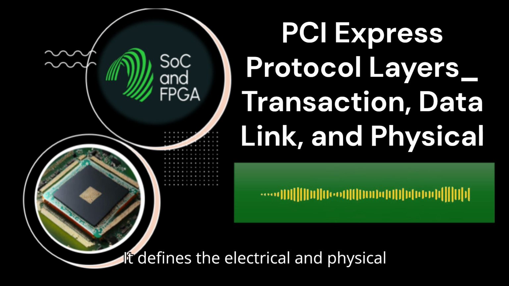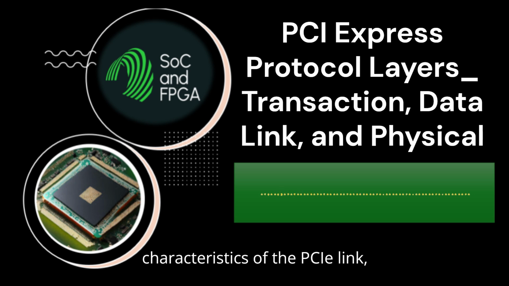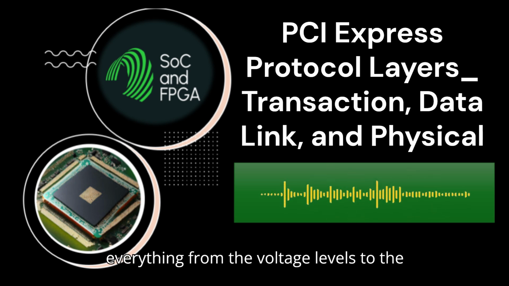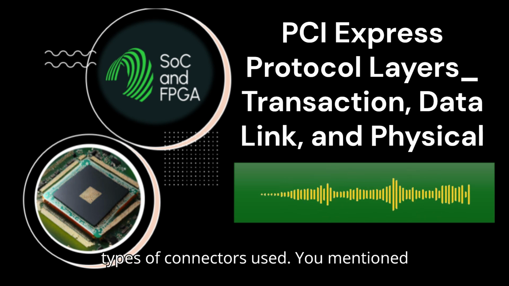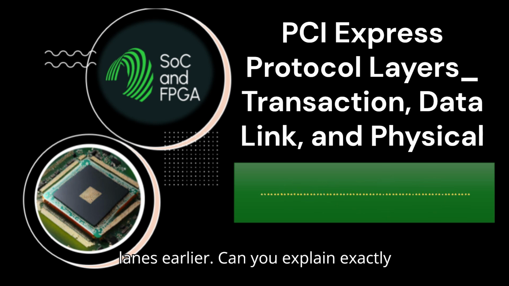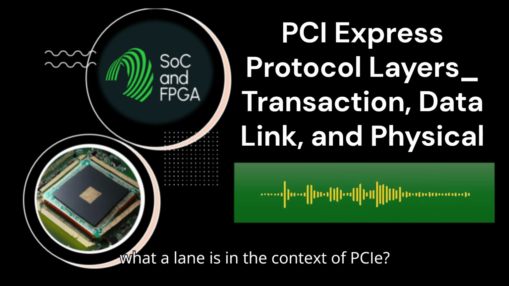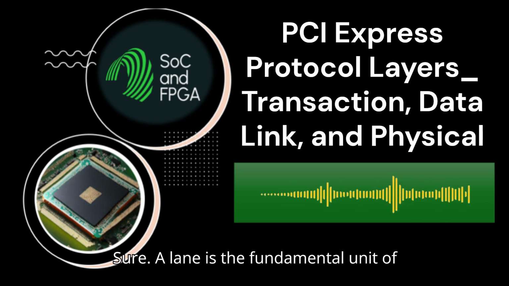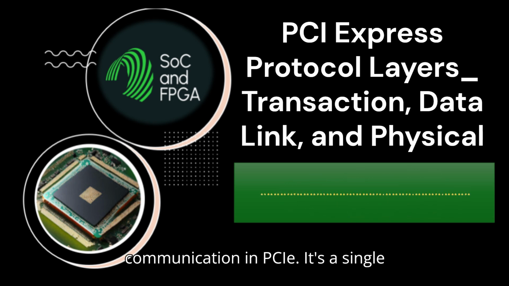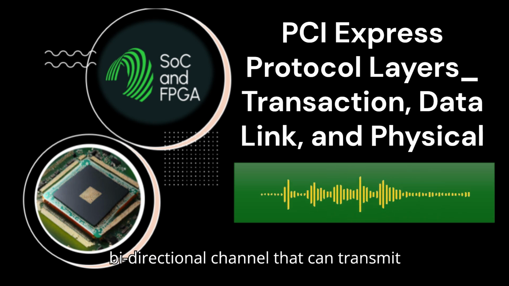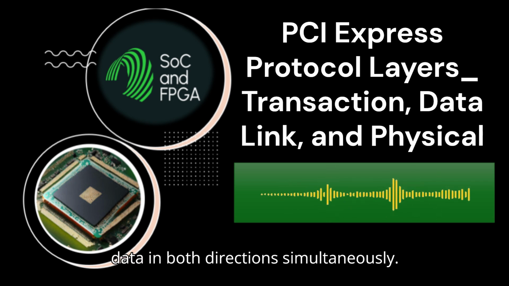It defines the electrical and physical characteristics of the PCIe link, everything from the voltage levels to the types of connectors used. You mentioned lanes earlier. Can you explain exactly what a lane is in the context of PCIe? Sure. A lane is the fundamental unit of communication in PCIe. It's a single, bidirectional channel that can transmit data in both directions simultaneously.